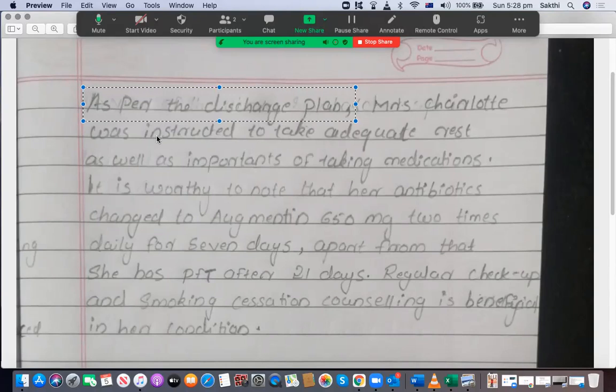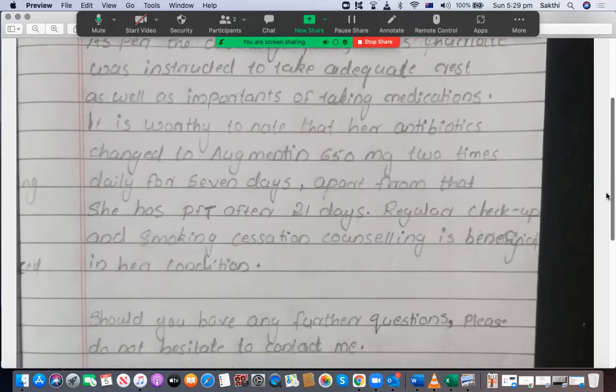Mrs. Charlotte was educated to take, or was recommended to take adequate fluids and follow medications. Okay, and adhere to medications. That's it. Do you understand what I mean? So she has been requested or instructed to, and then take adequate rest, as well as you can say follow medication compliance, or and follow medications and adhere to medications, something like that. You could have done that. Okay, so let's go to the next one.